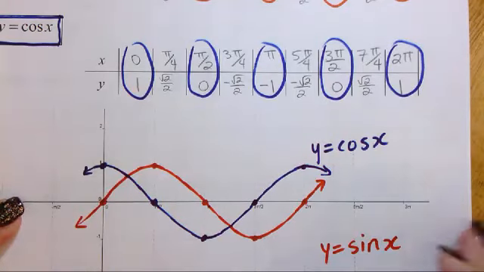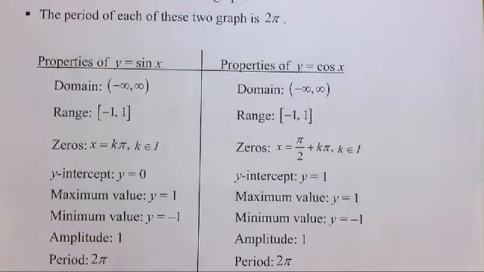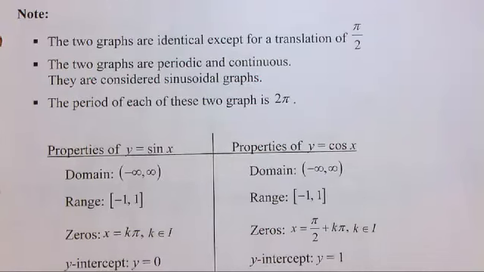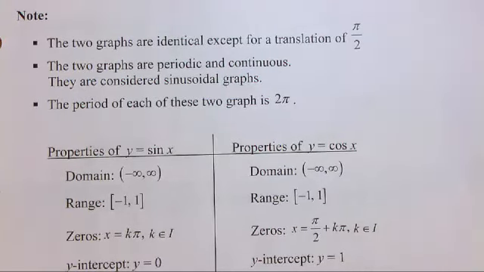We're going to look at the similarities and the differences between the two functions. The graphs that we see are identical except for a shift or translation of pi by 2, either to the right or the left, depending on what you fancy. The two graphs are both periodic, both continuous, and both considered sinusoidal graphs. So if a question ever says something about sinusoidal graphs, it's either talking about a cosine or a sine.